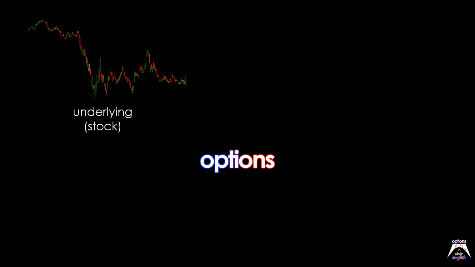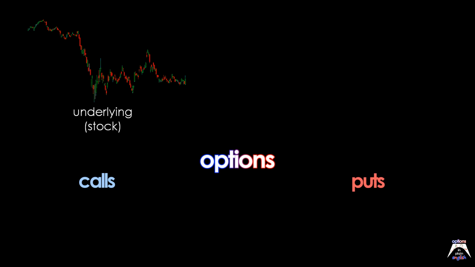Options are classified as derivative products because their value is derived from the price of a different instrument called the underlying. They can usually be traded through the same broker you trade stocks on, so it's relatively simple to start trading them. There are two types of options, calls and puts.